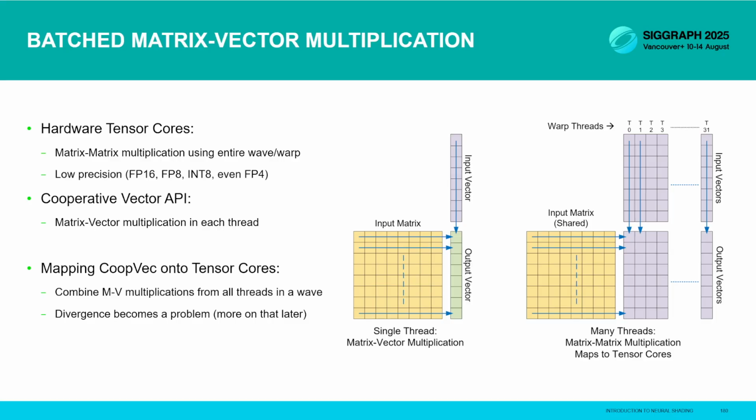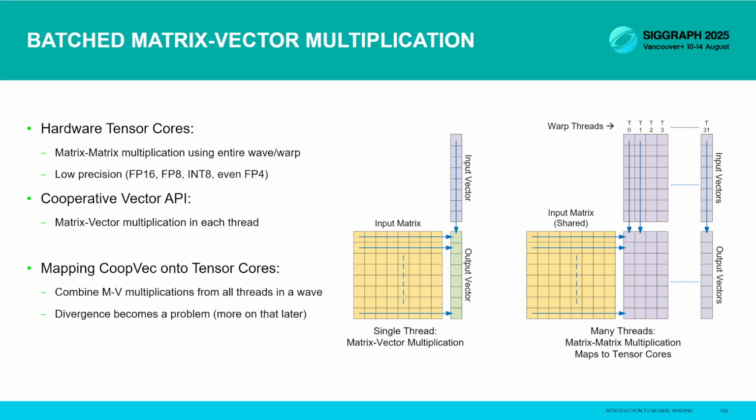NVIDIA GPUs have dedicated tensor cores that perform matrix-matrix multiplication in low precision, such as 16-bit or even 8-bit float. But the cooperative vector API only exposes matrix-vector multiplication. So, to map that matrix-vector multiplication to the matrix multiplication hardware, we leverage the fact that the GPU operates on groups of threads called waves or warps simultaneously, and a single matrix multiplication is handled by an entire warp.